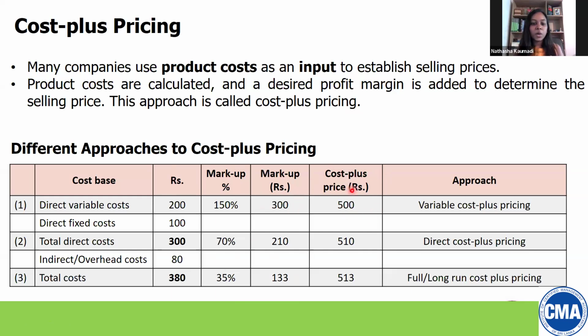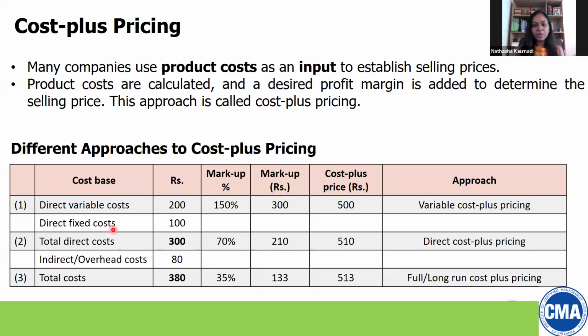Cost plus price is what? 200 rupees plus 300, 500 rupees. This is your cost plus price. What do you call this approach? Variable cost plus pricing, because you calculated only the direct variable cost.